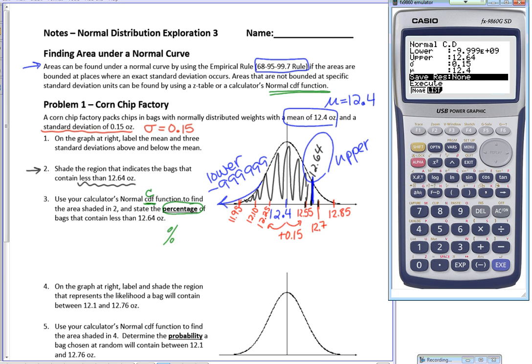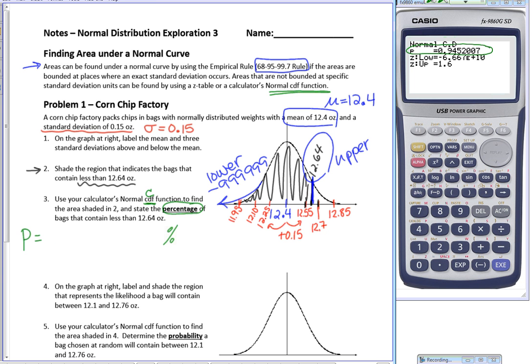Mine has this save residual thing. You're just going to skip that. Go down to execute, and you can hit enter, and it gives you the answer right here. It says P is 0.9452. So that's a probability.